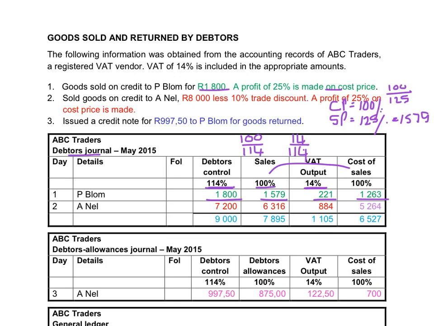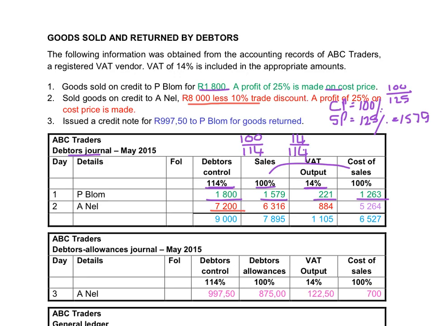In the second example, we sell goods to Nell, 8,000 Rand less 10% trade discount. So we deduct the 10% immediately. No transaction is recorded for the discount. 8,000 minus 10% will give me 7,200. So the total amount that this person owes is 7,200.